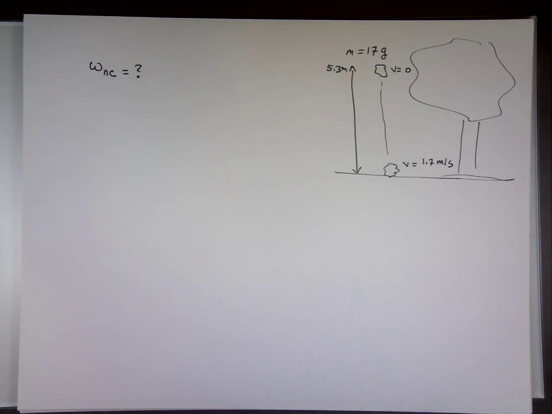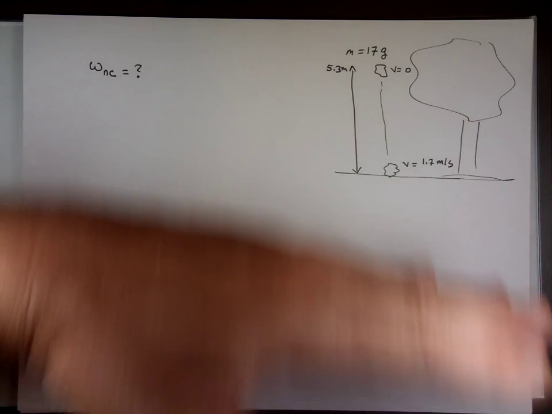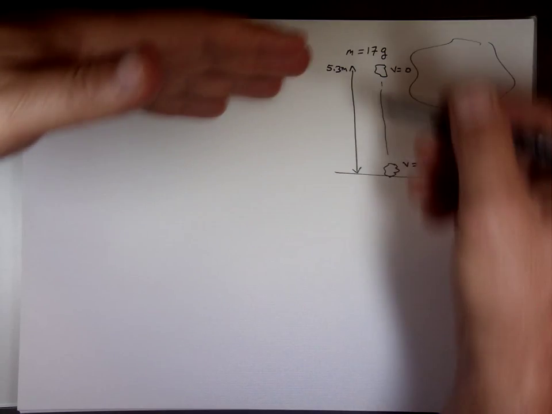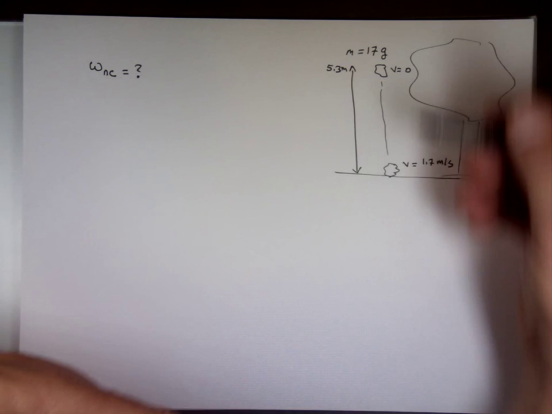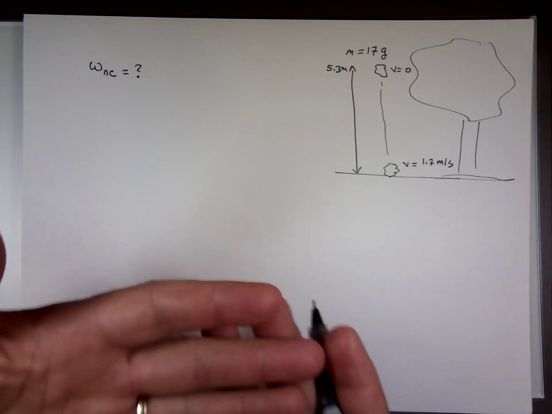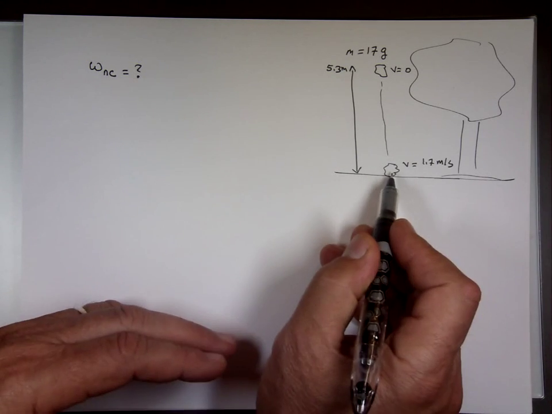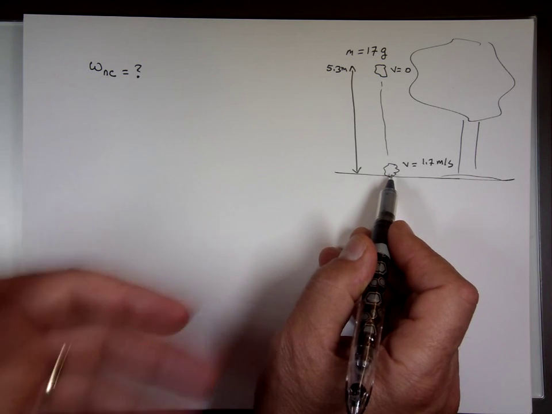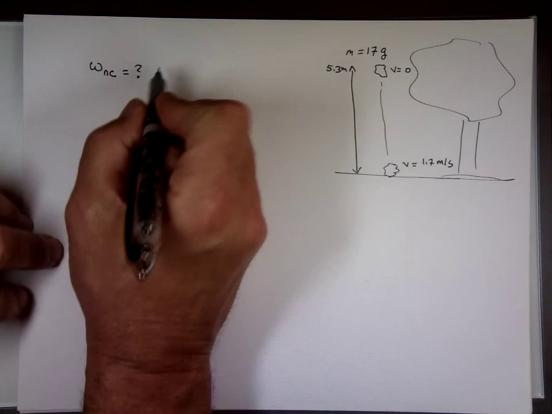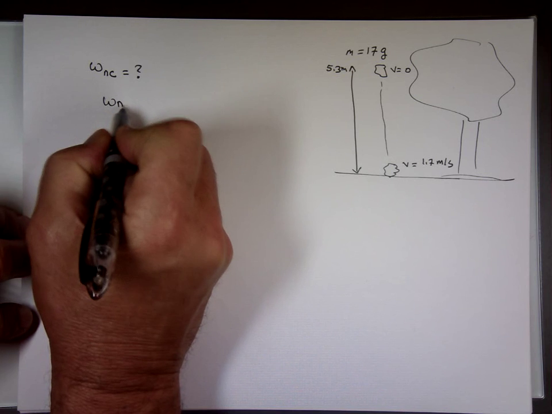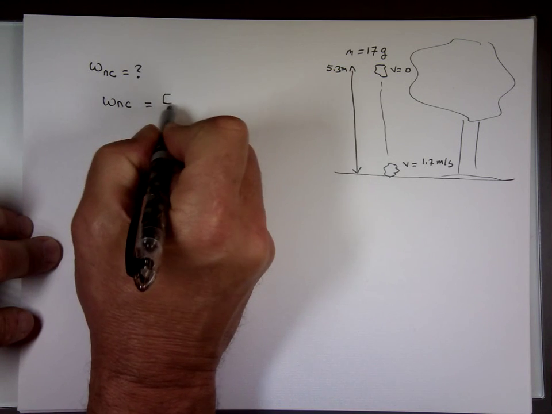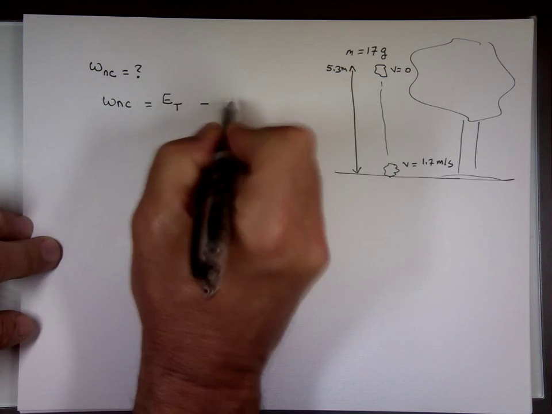Now think about it. When the leaf is coming down, which way is the wind pushing? The leaf is falling down, the wind is pushing upward. So that's going to lose some energy. So when you get to the bottom, you should have less energy than what you had at the top. So the work done by the non-conservative force is the mechanical energy at the top minus the mechanical energy at the bottom.